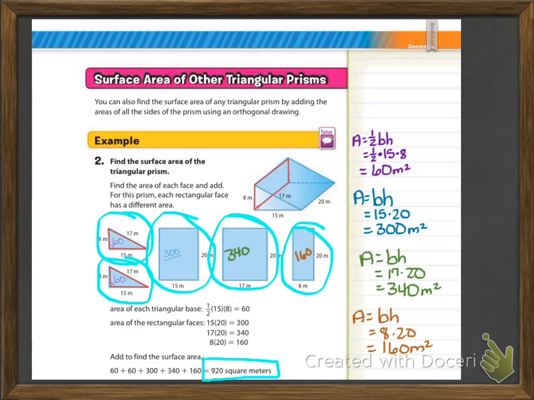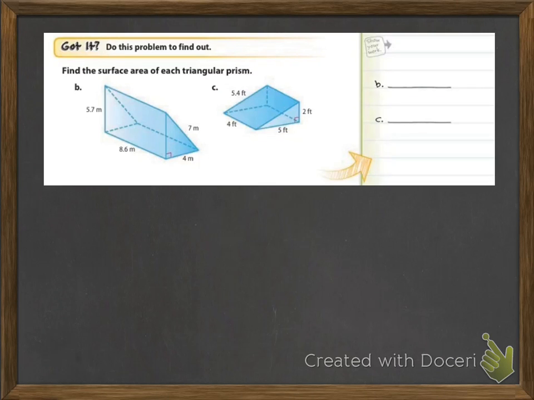So now you guys are going to give this a try on your got it part. Start with example B. I could tell you this, I know there's not going to be enough room in your book. So this is where you're going to get that sheet of notebook paper out.